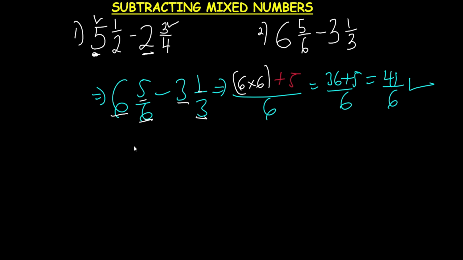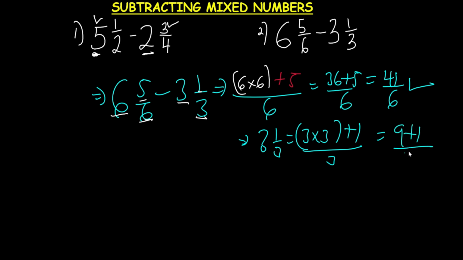Let's take the second one, which is 3 whole number 1 over 3. The first thing is that we multiply the 3 and this 3. So 3 times 3 plus 1 all over 3. Know that 3 times 3 is 9 plus 1 all divided by 3. We get 10 over 3. Now we've converted each of the mixed numbers to improper fractions. We have 41 over 6 minus 10 over 3.